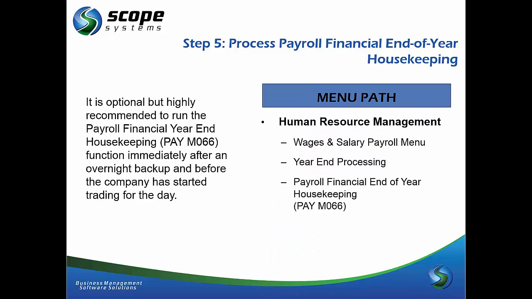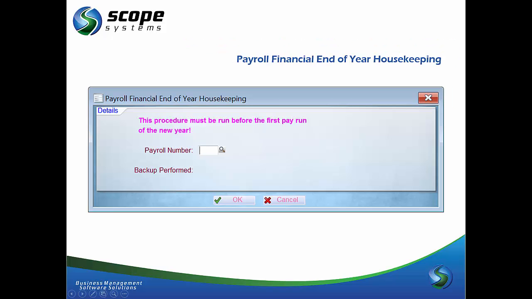So now we're up to processing the payroll financial end-of-year housekeeping. In the wages and salary payroll menu, year-end processing, payroll financial end-of-year housekeeping. You might have in your menu June end-of-year housekeeping. Just check the function code on the bottom of it. So in here you run it by payroll number, and this procedure must be run before the first pay run of the new year for each payroll.